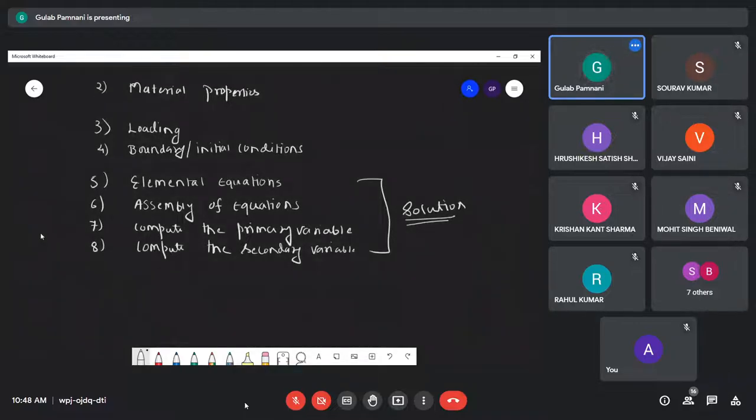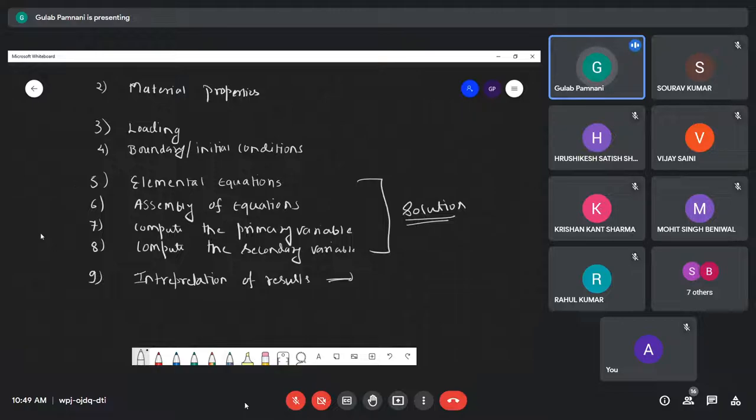And once this is done, what should be the next step when you are done with the computation of the secondary variable? That is finally interpretation of results. Interpretation of results, that is what we call it in software again.